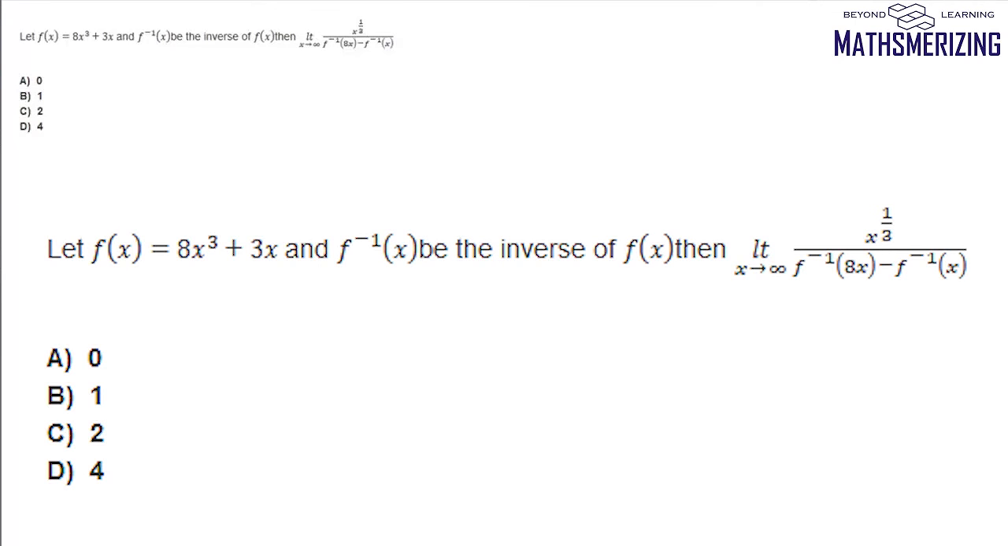Now let us take one question in limits, and this problem was asked by one of my students. It says let f(x) equals 8x cubed plus 3x and f inverse be the inverse of f(x). Then we have to find this limit: x tends to infinity, x to the power 1 by 3 upon f inverse of 8x minus f inverse of x. Now what we are given is f(x) is 8x cubed plus 3x.